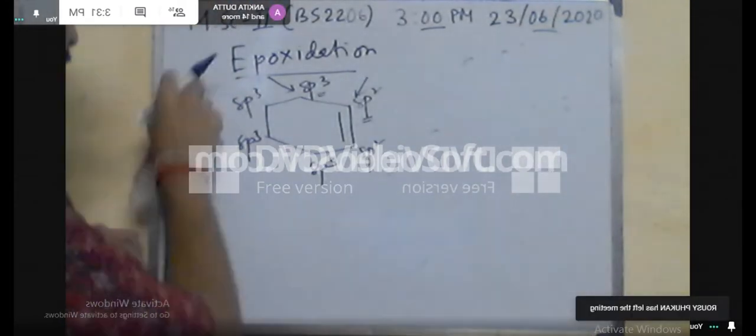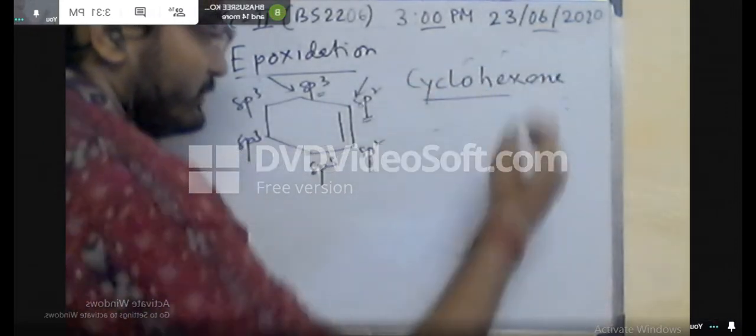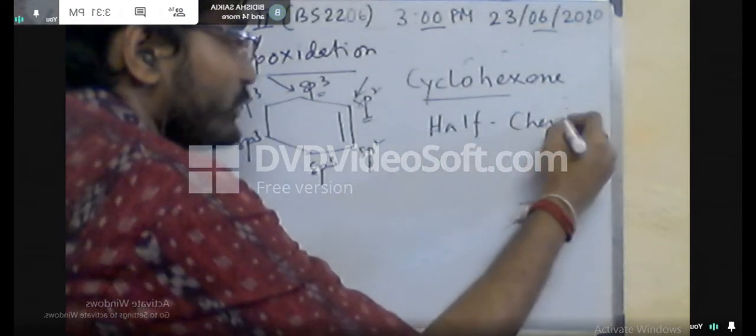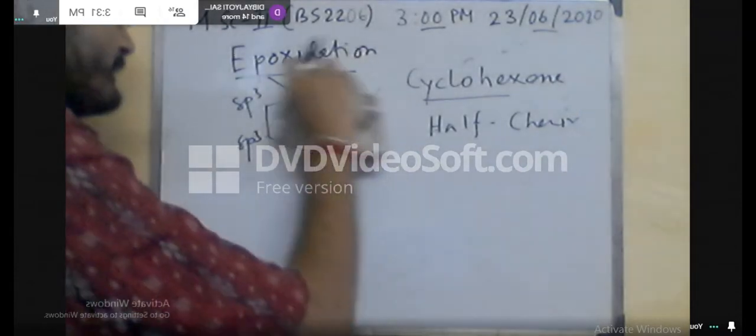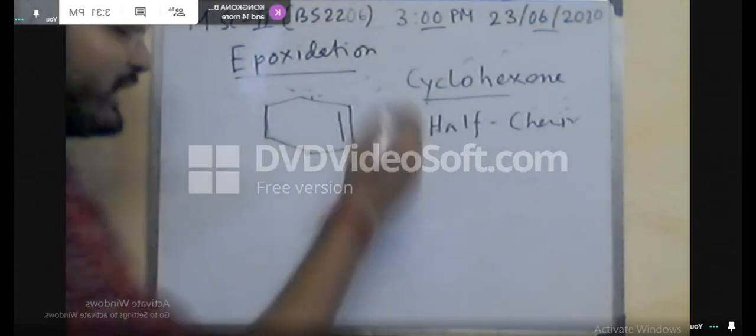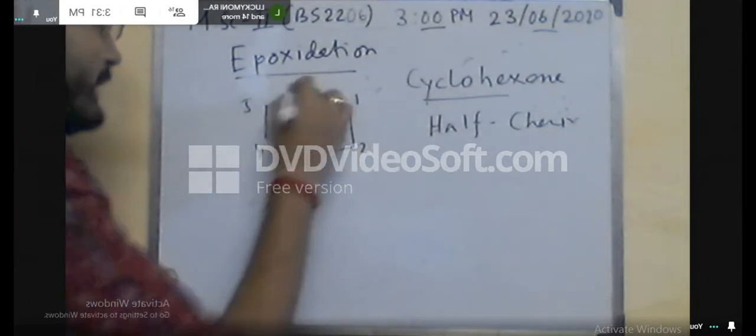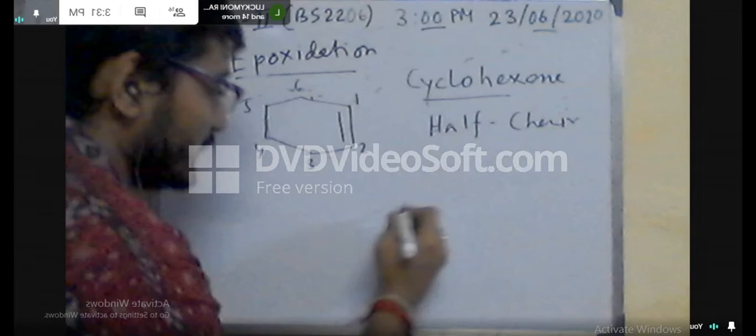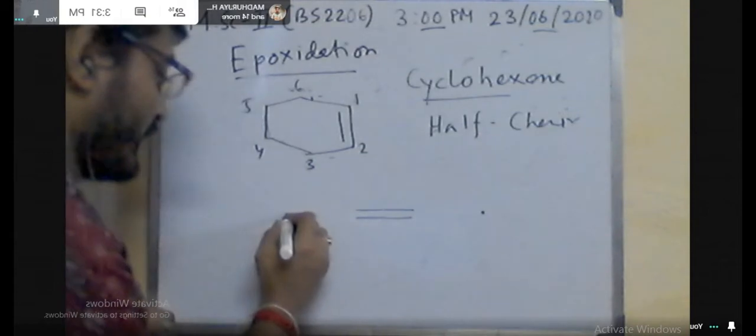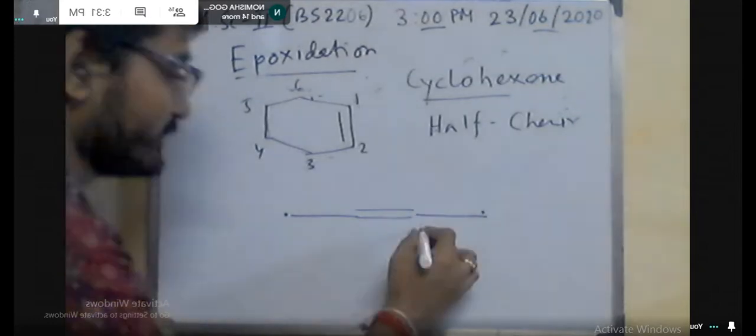Now how will you draw the half chair? Say in this case, if I do the numbering 1, 2, 3, 4, 5, 6. So first we will draw the double bond, then add a point here and here and connect them. So now as per numbering, this is 1, 2, 3. Now our next target is to draw the other two carbons.